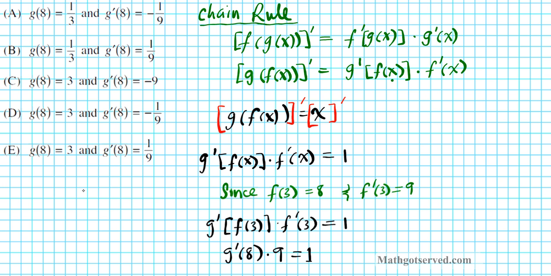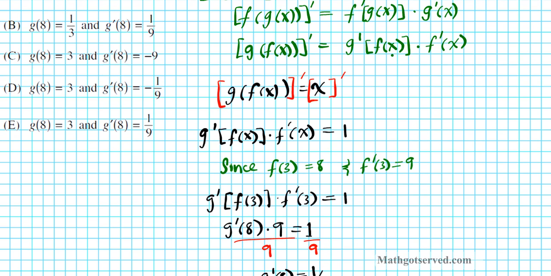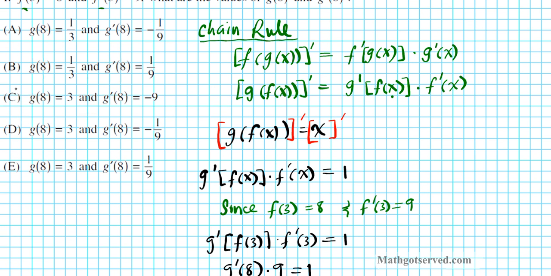Okay, so this can help us find what g prime of 8 is. To accomplish that, we just simply divide both sides by 9. And then we have g prime of 8 is equal to 1 over 9. Okay, so with this information, we can narrow down our options. It's either option B or E. We can drop off A, C, D.